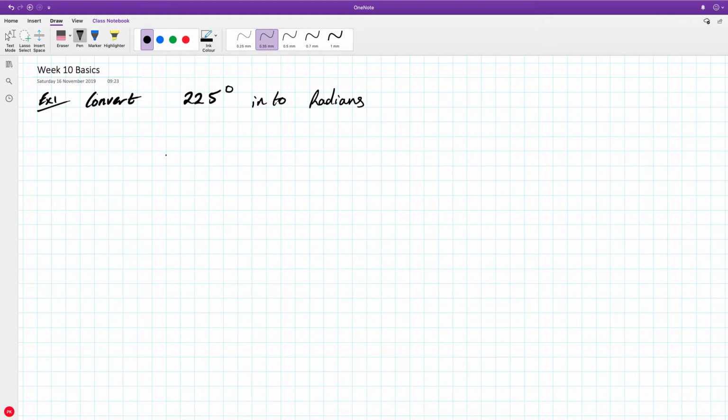No need for the unit circle, no. Just 225. First of all, do we know how much 1 degree is in radians? 1 degree is equal to pi over 180 radians, because pi is equal to 180 degrees.